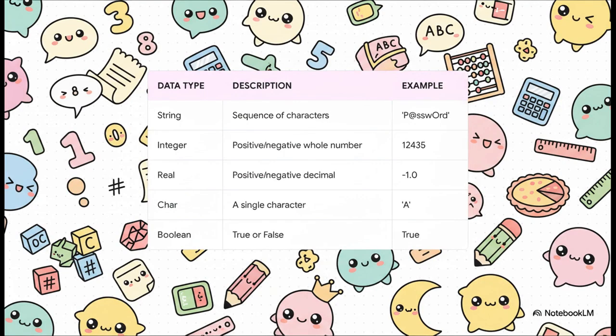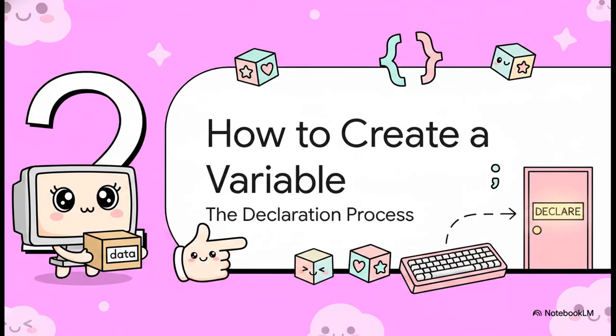So let's do a quick recap. We've got strings for text, integers for whole numbers, reals for decimals, chars for just a single character, and booleans for our simple true or false. Picking the right data type, the right box for the job, is always the very first step to using variables the right way.